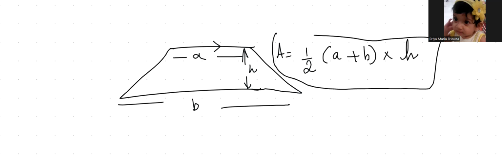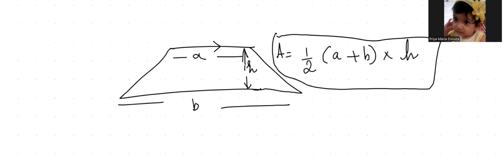In the formula that we use, area is half into sum of the parallel sides, half into A plus B, into the distance between the parallel sides, h. So area is half into A plus B into h, half into the sum of the parallel sides into the distance between the parallel sides. You should be able to substitute in this formula and use it.